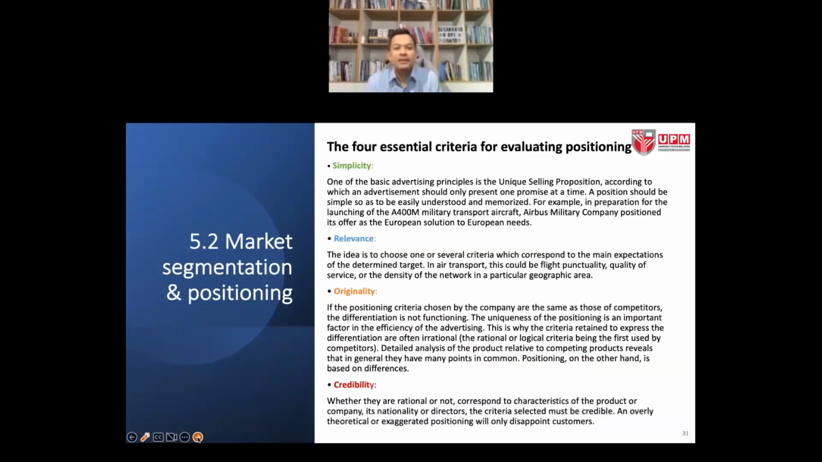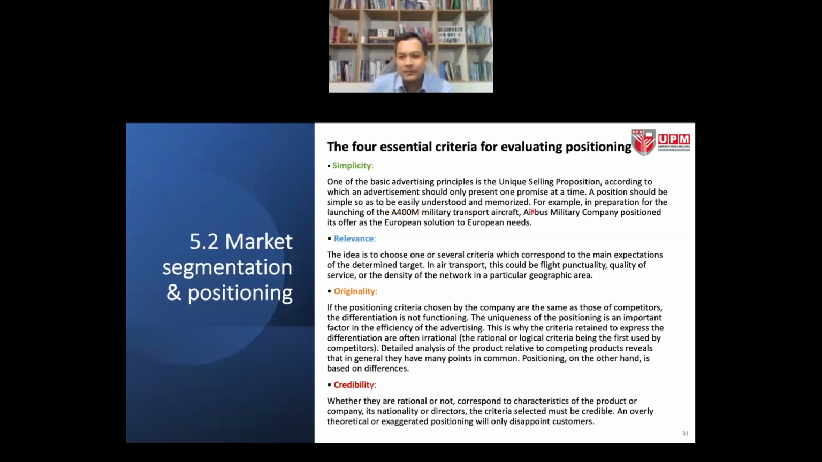All right. There are 4 essential criteria for evaluating position. The first one is simplicity, then relevance, originality, and credibility. What is simplicity? Basically, one of the basic advertising principles is the unique selling proposition. What you want to sell to the customer, according to which an advertisement should only present one promise at a time. So you don't over-promise. Okay, a position should be simple so that to be easily understood and memorized.